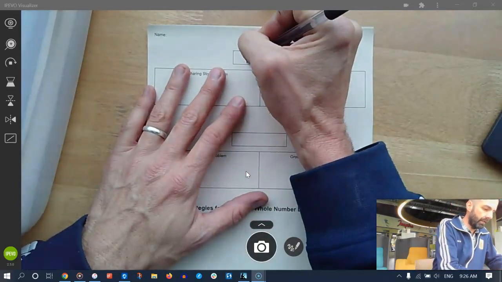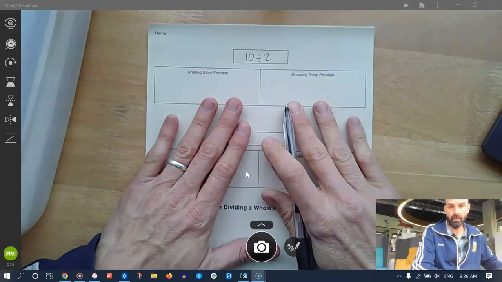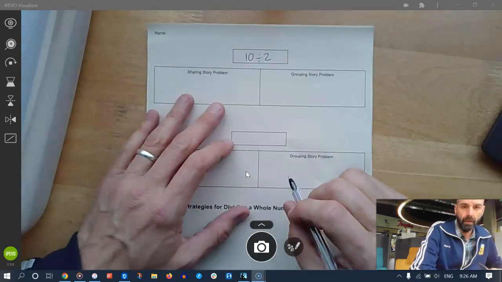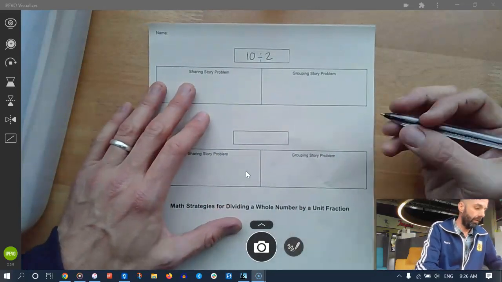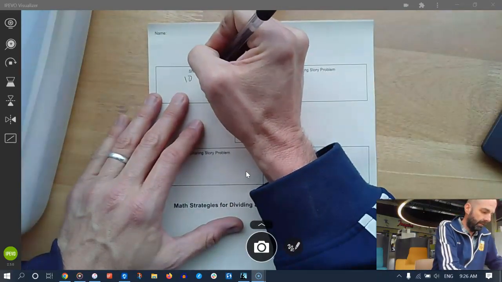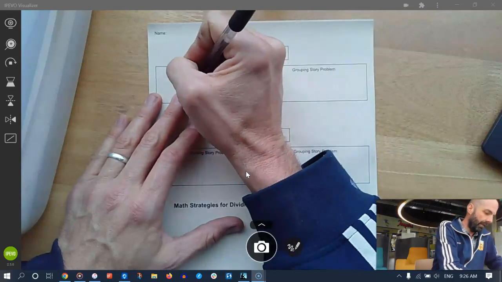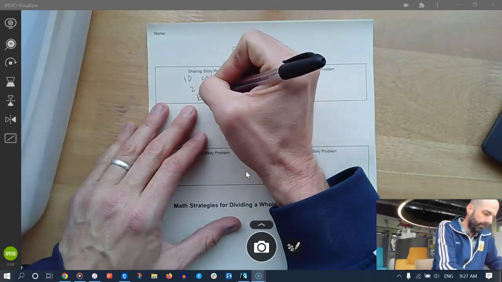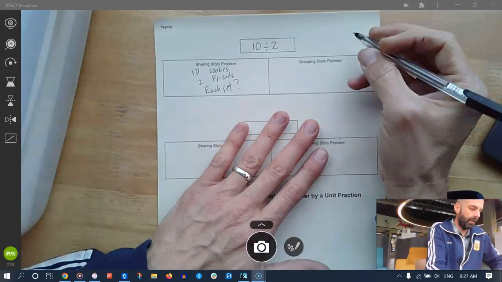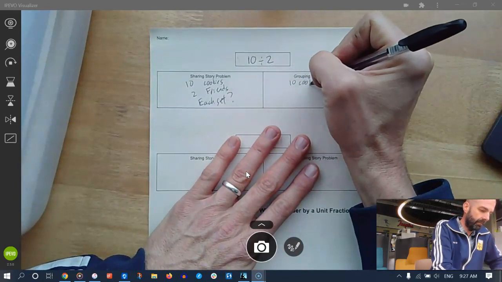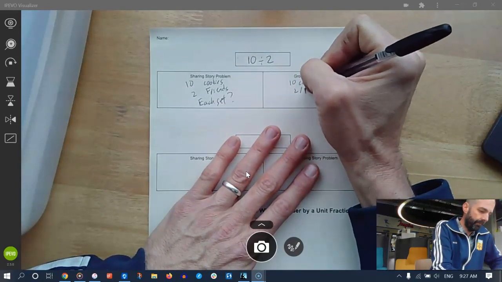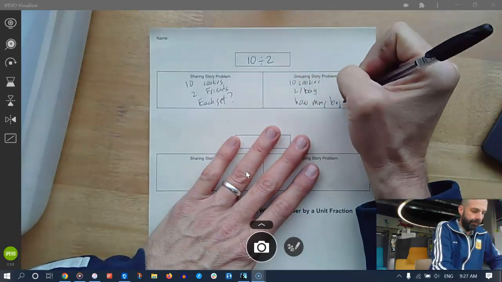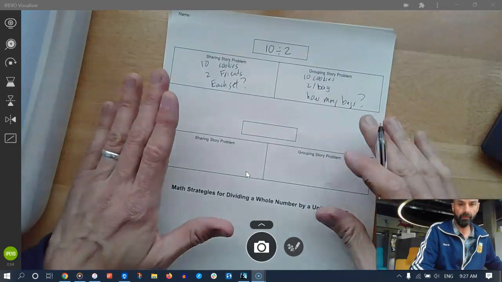So the first one we're going to look at is 10 divided by 2. So go ahead and think of a sharing story problem and a grouping story problem. Pause the video and we'll come back to it. All right, 3, 2, 1. I'm going to go with the same thing. I have 10 cookies, 2 friends. How many cookies does each get? Okay, and then we have 10 cookies, 2 per bag. How many bags? Cool. And that would be 5, right?